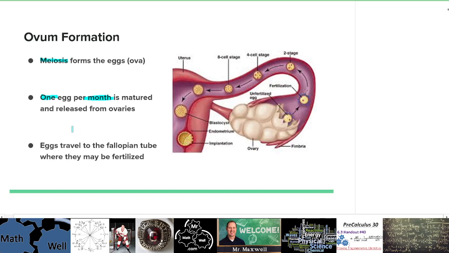Okay. Eggs travel to the fallopian tube where they may be fertilized. So hopefully you get the picture, right? We got the barn here with all the eggs, okay? And then the eggs roll out of the barn, waiting to get fertilized. Then they continue on and go over here and implant in the endometrium. That's where they're going to stay for the next 9 months or so.